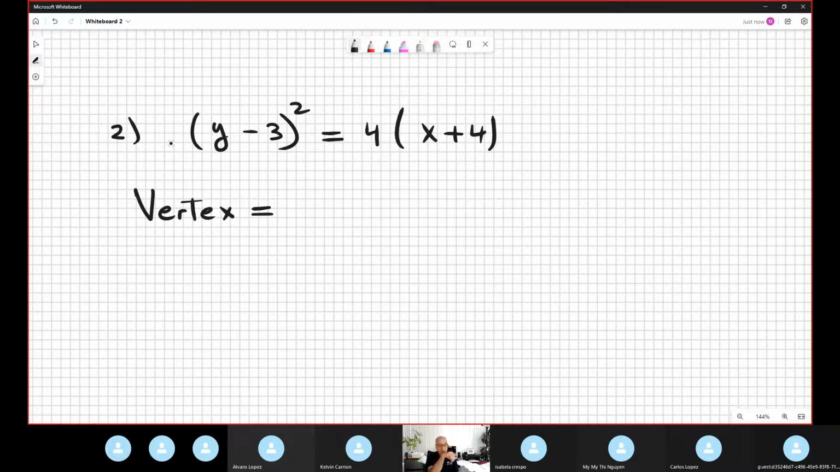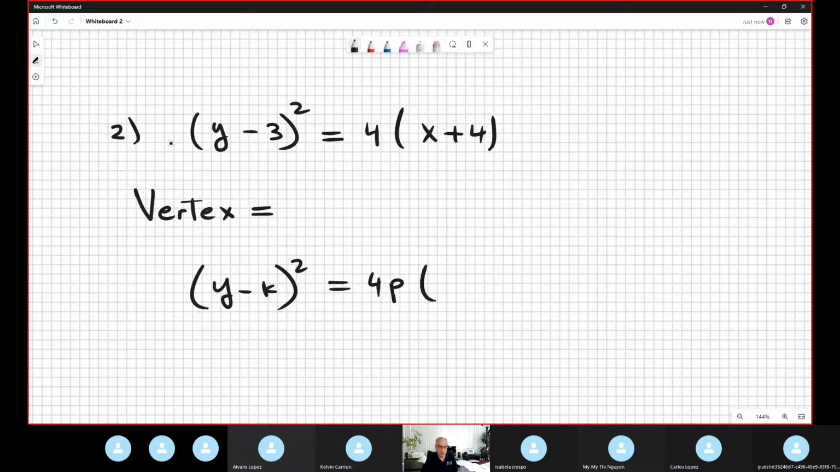And by the way, in what direction does this parabola open? Horizontal, vertical, to the right or to the left? But first of all, the vertex. Where is the vertex point located? Come on. 3, -4? No. Totally wrong.